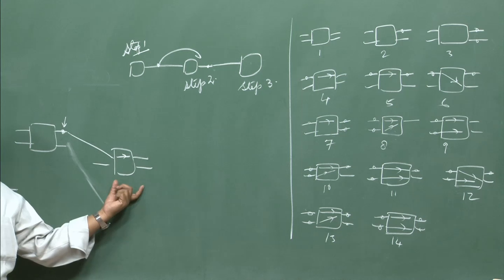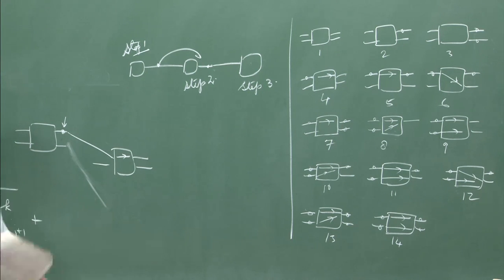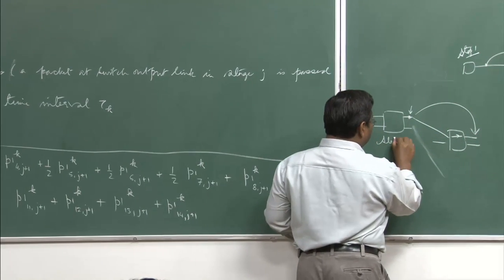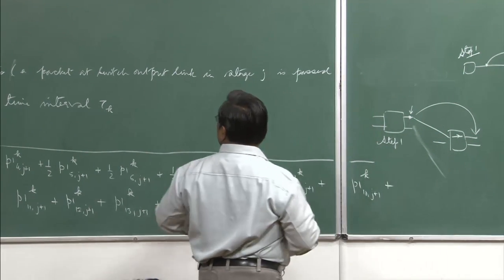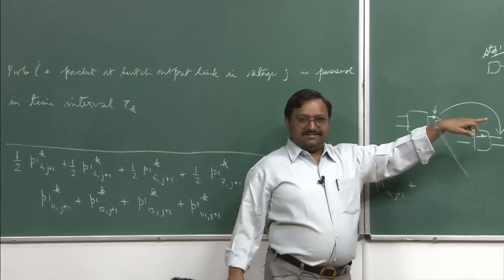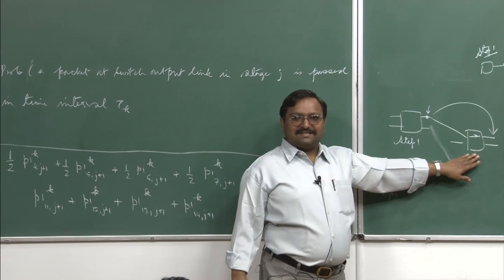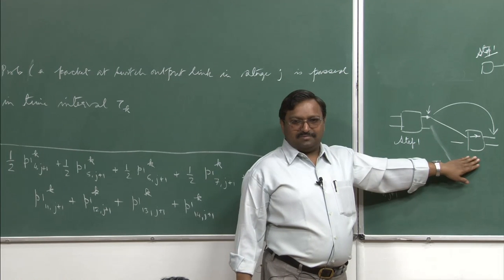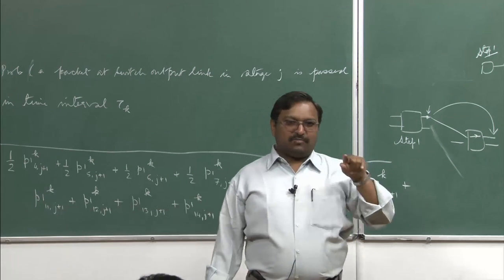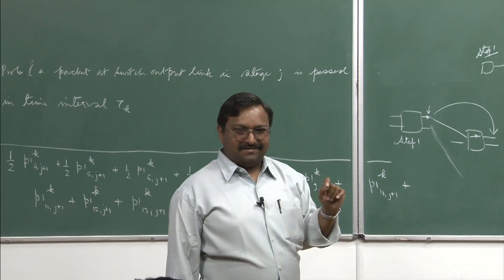So, step 1 has already finished here. Now when step 2 is executed, the packet will be moving on this side, and at that time step 1 will be running here. That is what this P j tilde is about. After step 1, the packet moves out. So, after step 1, the state will decide what will happen in step 2. That is why I am going to write in the numerator the state probabilities after step 1.